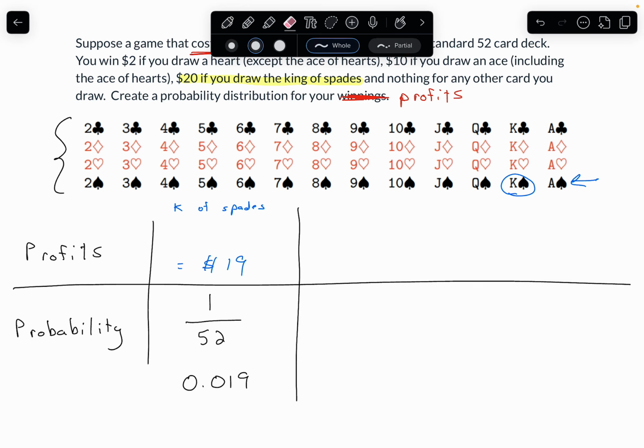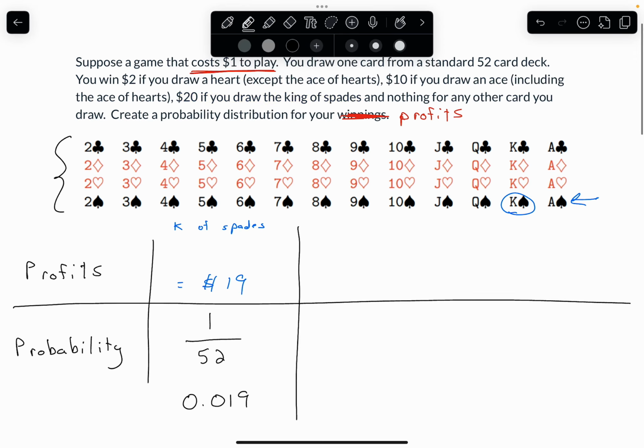Let's go ahead and consider another case here. And I'm actually going to work my way backwards here. And just so that I can keep track of them, we've counted the king of spades. So I'm going to get rid of that one right there. That's one card, one possibility that we don't have to consider now. So going back, now we say we win $10 if you draw an ace, including the ace of hearts. So the aces are going to be this row right here.